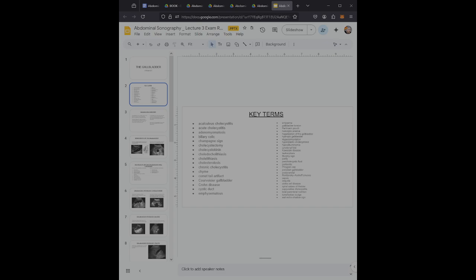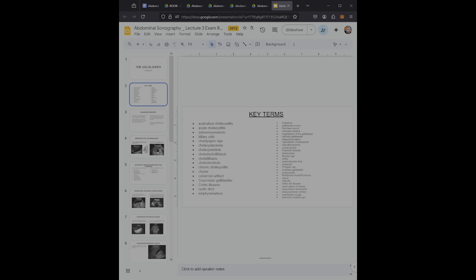Acalculous cholecystitis. This is inflammation of the gallbladder without associated gallstones. Acute cholecystitis is a sudden onset of gallbladder inflammation. Adenomyomatosis is a benign hyperplasia of the gallbladder wall. A biliary colic is a pain located in the right upper quadrant in the area of the gallbladder.